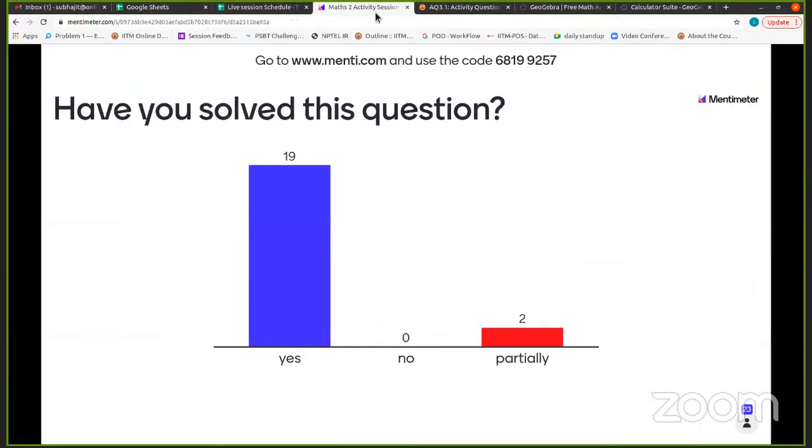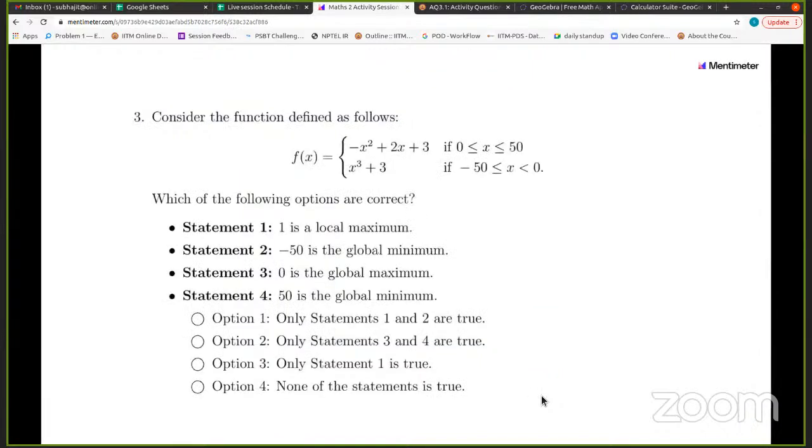Okay, so let me go back to this again. There are many questions. So this is the third question, on the closed interval we are talking about. A function is given, a piecewise function. In the closed interval 0 to 50, a quadratic function is given, and in the closed interval minus 50 to open 0, a cubic function is given. You have to calculate the local maxima or global minima for this. Take 5 minutes to solve it, then we will discuss the solution.